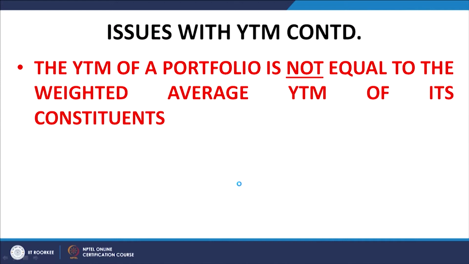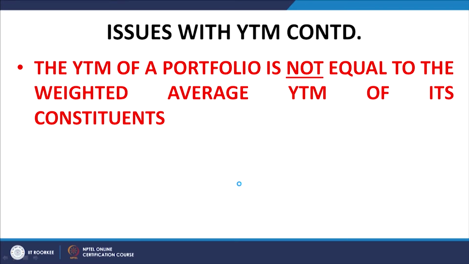Now, the second issue with YTM is that the YTM of a portfolio is not equal to the weighted average YTM of the constituents. Now, we all know that the expected return on a portfolio is equal to the weighted average expected return of the constituents of the portfolio. It is quite straightforward. However, when we talk about the YTM, this formula does not hold. The YTM of a portfolio is not equal to the weighted average YTM of the constituents.